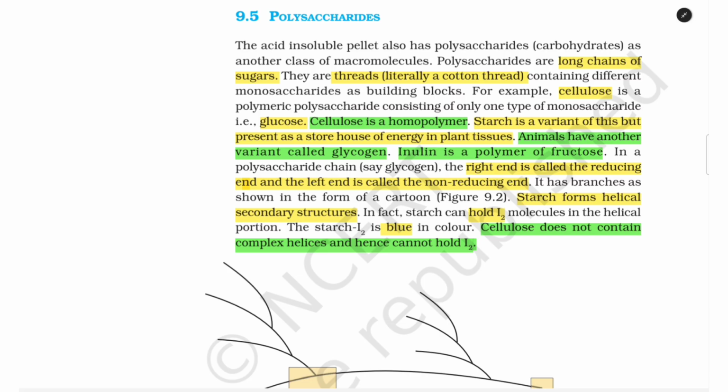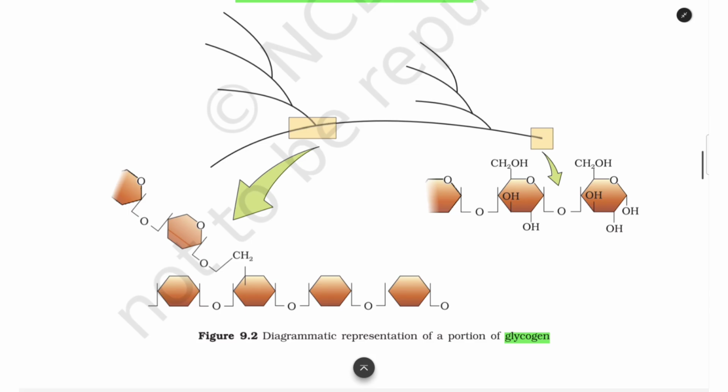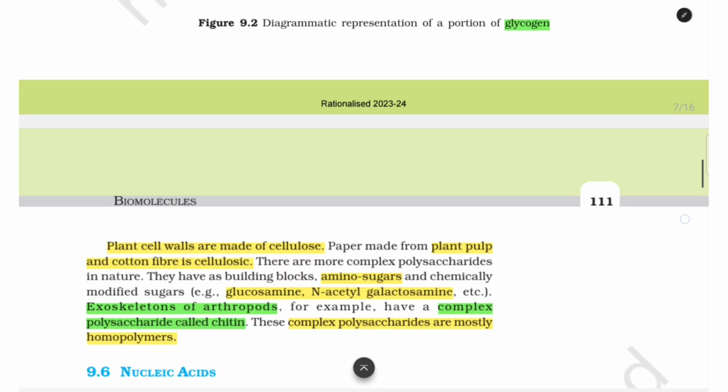Starch forms helical secondary structures. In fact, starch can hold I2 molecules, iodine molecules, in the helical portion. The starch-iodine complex is blue in color. Cellulose does not contain complex helices and hence cannot hold I2. Diagrammatic representation of a portion of glycogen.